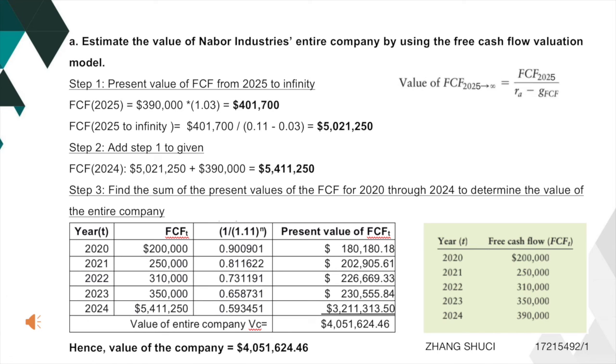That is 4,051,624.46. So the value of the company is this result. It should be noted that this value of the entire company is based on the rounded values that appear in the table. The pre-sales value found without rounding is 4,624.46. That is question A, and I will discuss questions B and C in the next slides. Thank you.